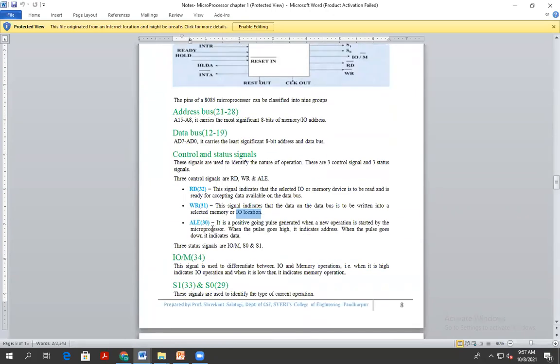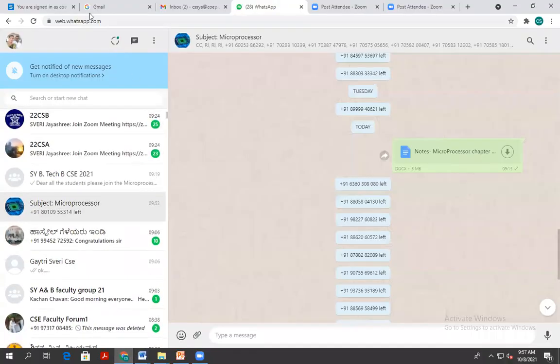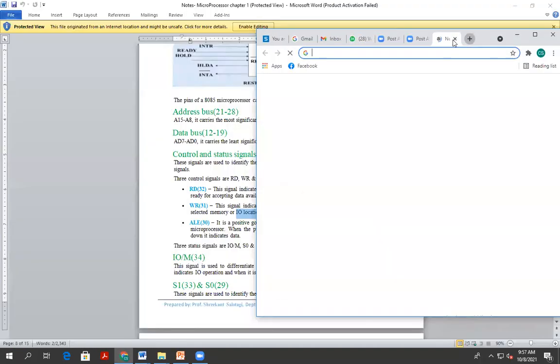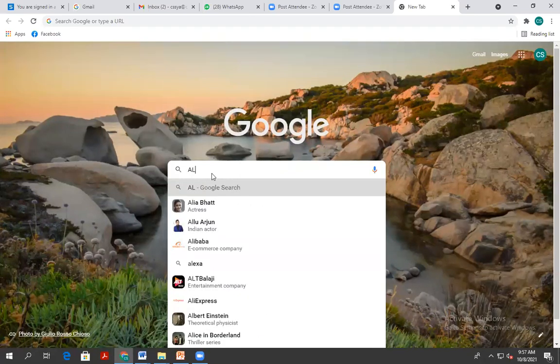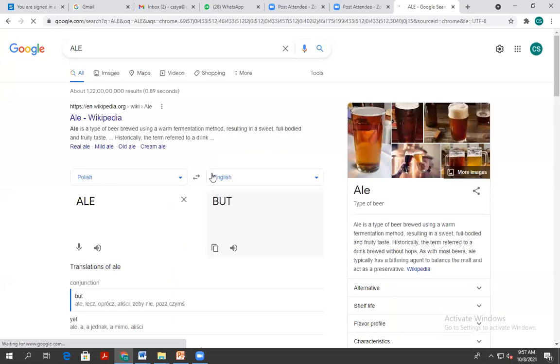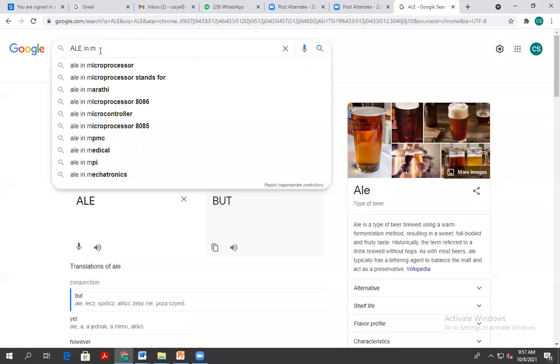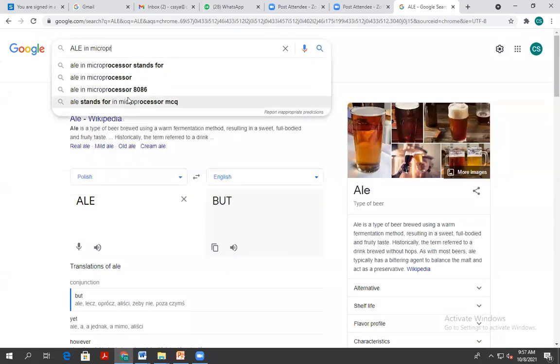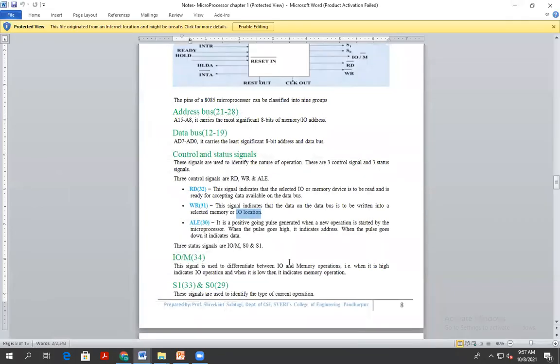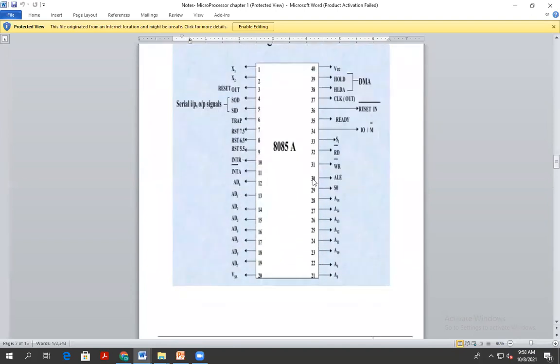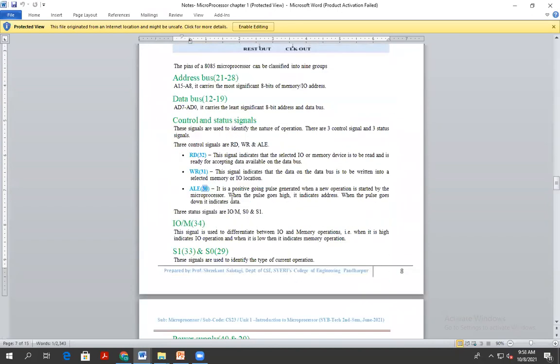And the next one we use is ALE. Just let me check, what is ALE? Okay, ALE is nothing but address latch enable. If you are going to send any data to a particular location, that location is made active. That is address latch enable. Which pin controls this? That is the 30th pin. In this diagram, the 30th pin is ALE, the address control used to send the data.